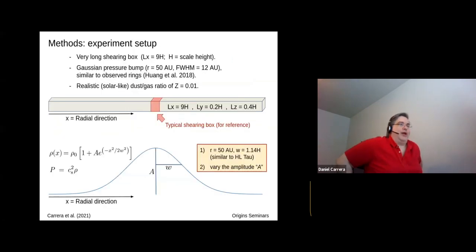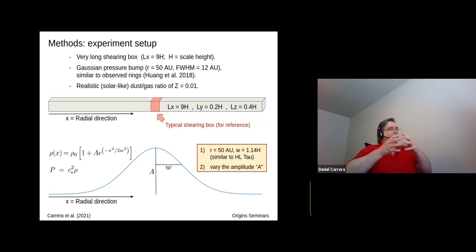So here's what I did. I ran simulations with a really, really long shearing box. I have illustrated the size of a typical SI shearing box for comparison. And it needs to be this large because I want to put in it a realistic pressure bump like the ones that we see in ALMA.